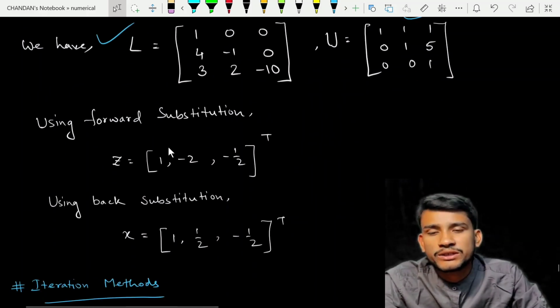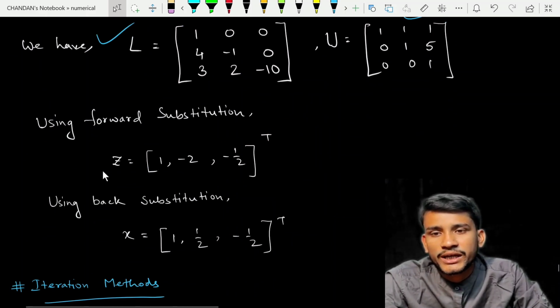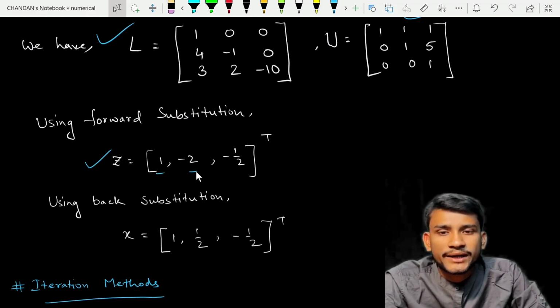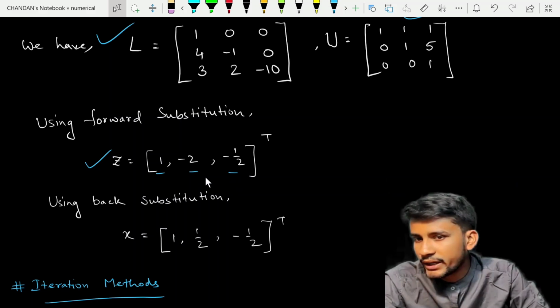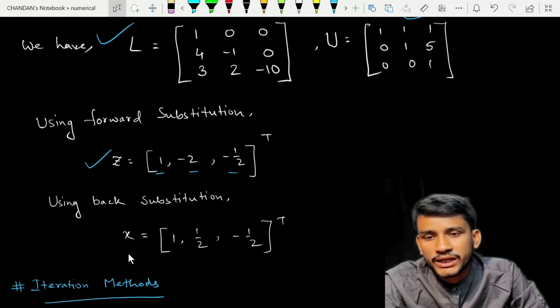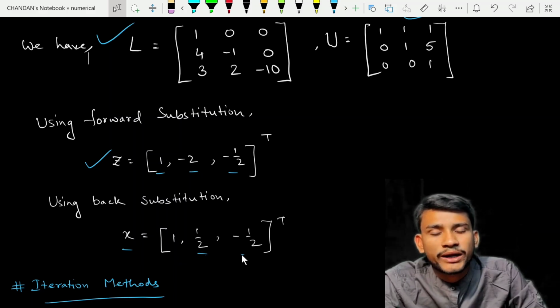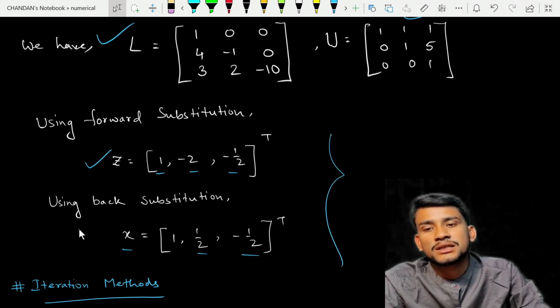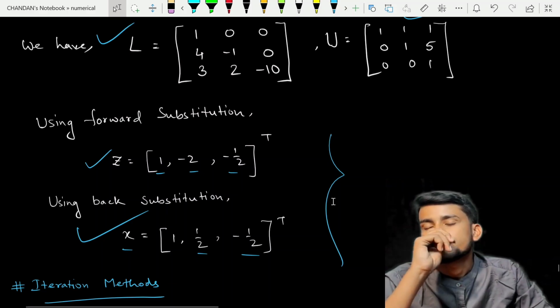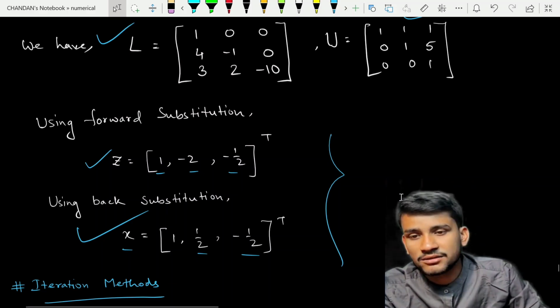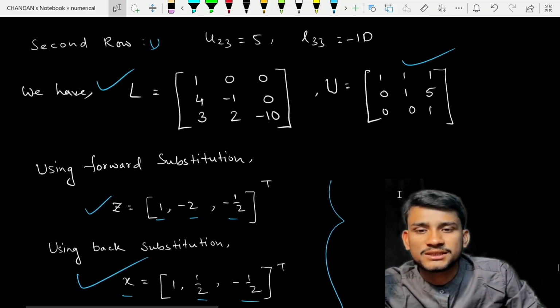Now using forward substitution, we get Z equal to the column vector 1, minus 2, and minus 1 by 2. With back substitution we get x equal to 1, 1 by 2, and minus 1 by 2. So this is the answer of the system Ax equal to B.